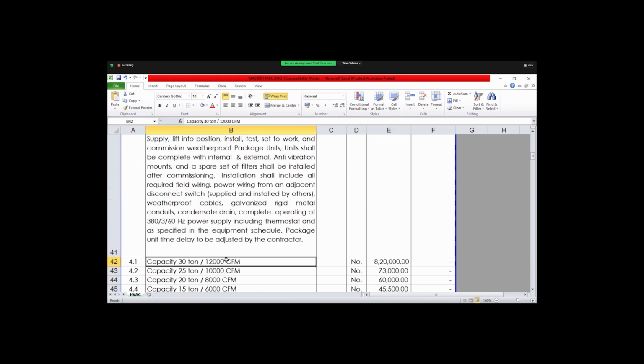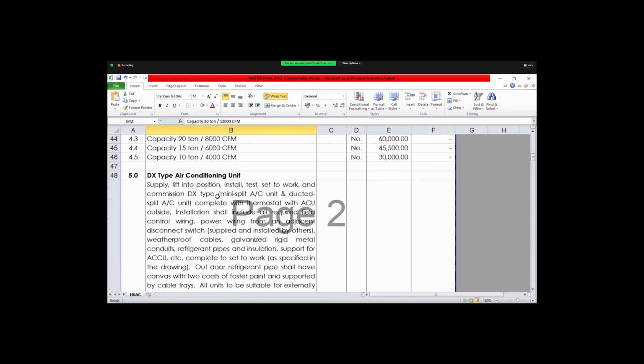As per the heat load we will get the CFM. Based on that CFM we are selecting the equipment, so tonnage and CFM should be mentioned. The next is the DX type unit, the direct expansion type unit.